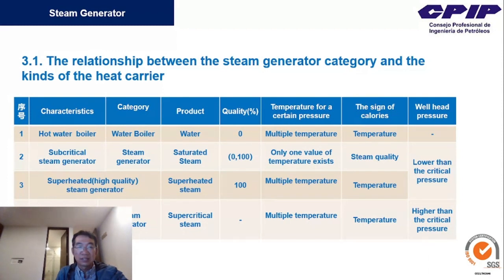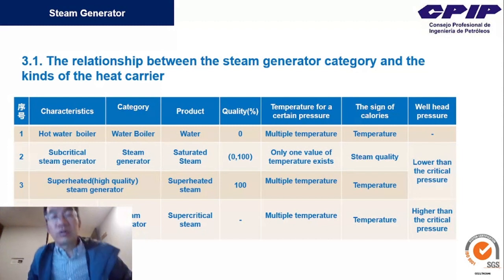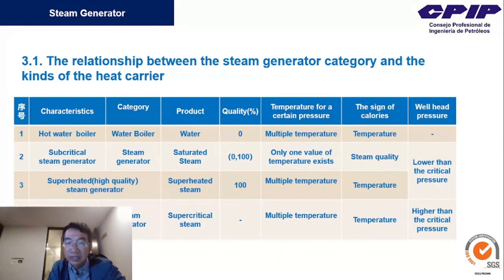The third one is the high quality steam generator, also called the superheated steam generator. It produces superheated steam. The steam quality is 100%, and the temperature is a multiple temperature. The sum of calories is temperature. The wellhead pressure is lower than the critical pressure.